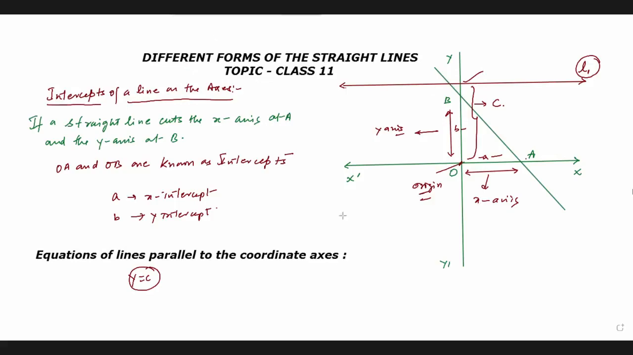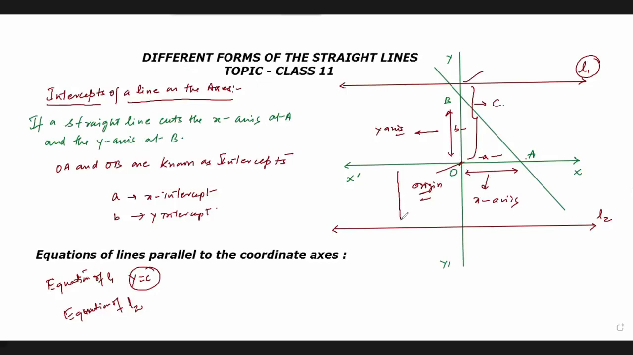If I draw any line which is parallel to the x-axis but it is below my coordinate axis, then what will be the equation of this line? Suppose L2. I have mentioned the equation of L1, which is a line parallel to the x-axis, and now I am mentioning the equation of L2, which is parallel to the x-axis but below the origin. As you are able to see, it is below the origin.